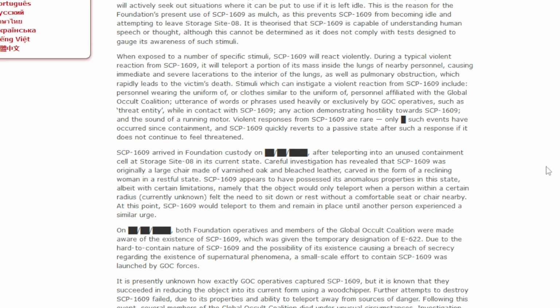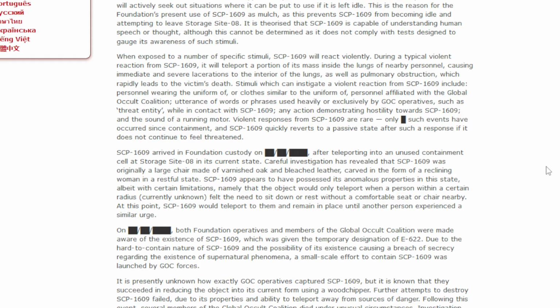Utterance of words or phrases used almost exclusively by GOC operatives, such as "threat entity," when in contact with 1609, and any action demonstrating hostility towards 1609, such as the sound of a running motor, will also trigger it. Violent responses of 1609 are rare. Only [blank] such events have occurred since its containment. 1609 quickly reverts to a passive state after such a response once it does not continue to feel threatened.